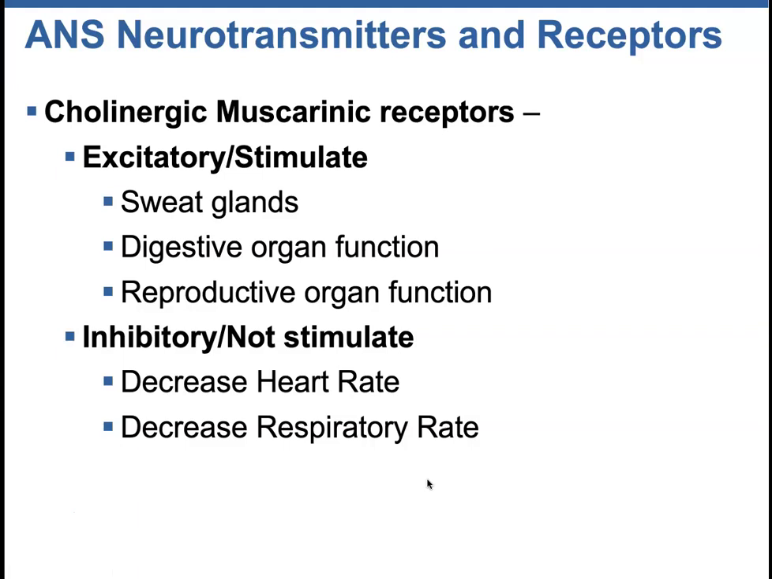So when you get to summarizing this, the cholinergic muscarinic receptors, remember they are located on the target organs, and if they are excitatory, that means the sweat glands are going to contain excitatory muscarinic receptors. So they're going to cause you to sweat. Digestive organs have excitatory muscarinic receptors, so digestion is going to occur. Reproductive organs, urinary organs, same thing. If the cholinergic muscarinic receptors are inhibitory, then that means they are going to be on the heart and on the lungs, right? They're going to decrease the ability to ventilate and decrease respiratory rate.